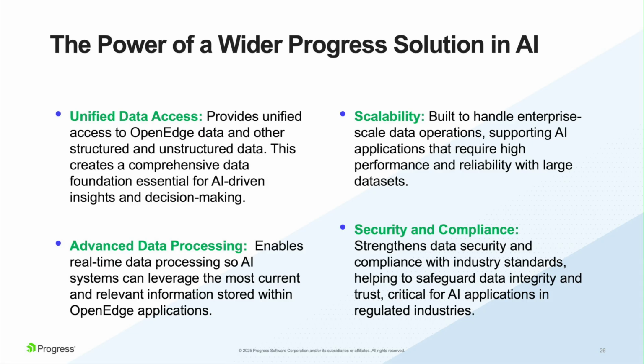The power of the Progress Data Platform will enable you to quickly achieve some significant wins in your AI strategy. By unifying access, you'll give your users a view to all of your data from a single place. This provides a foundation for enabling AI-driven insights and decision-making. By providing advanced capabilities for processing of your data, you'll have the ability to help AI systems provide accurate answers by providing relevant information from your data sets. With enterprise scalability, the Progress Data Platform will give you the performance that you need to support AI applications that require very large data sets. And lastly, with the platform, you'll have a security system that complies with industry standards and helps safeguard your data integrity.